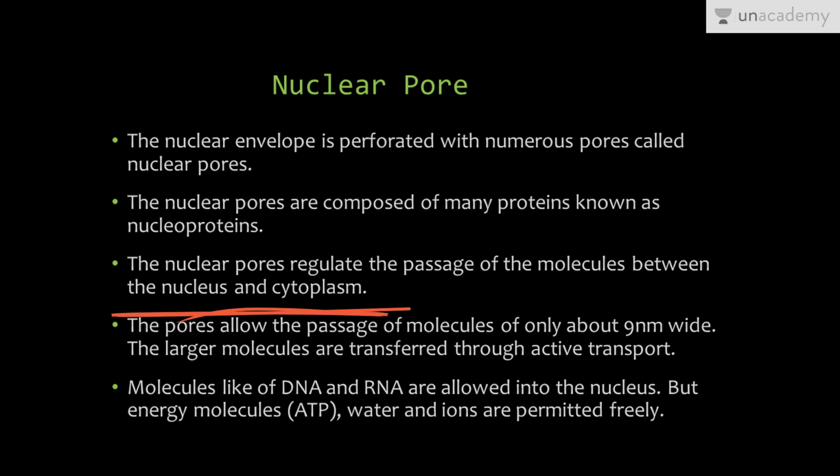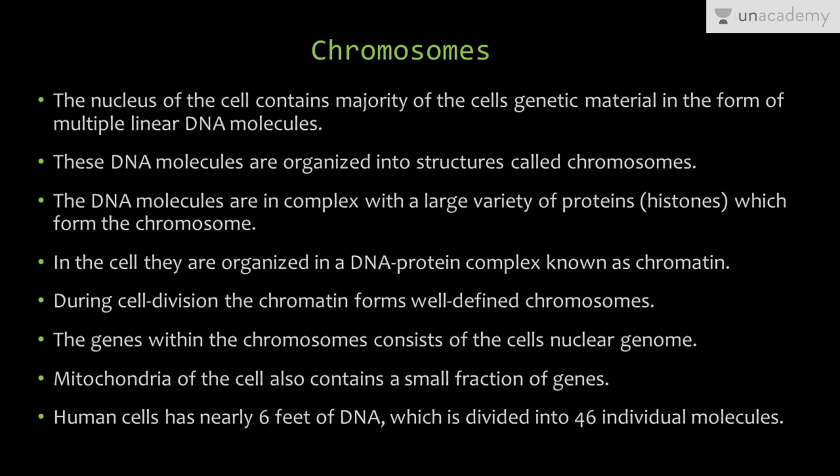The pores allow the passage of molecules only about 9 nanometers wide. The larger molecules are transferred through active transport. Molecules like DNA and RNA are allowed into the nucleus, but the energy molecules, the ATP, water and ions, are permitted freely. So the next structure that we're going to do is the chromosomes. The nucleus of the cell contains the majority of the cell's genetic material in the form of multiple linear DNA molecules.